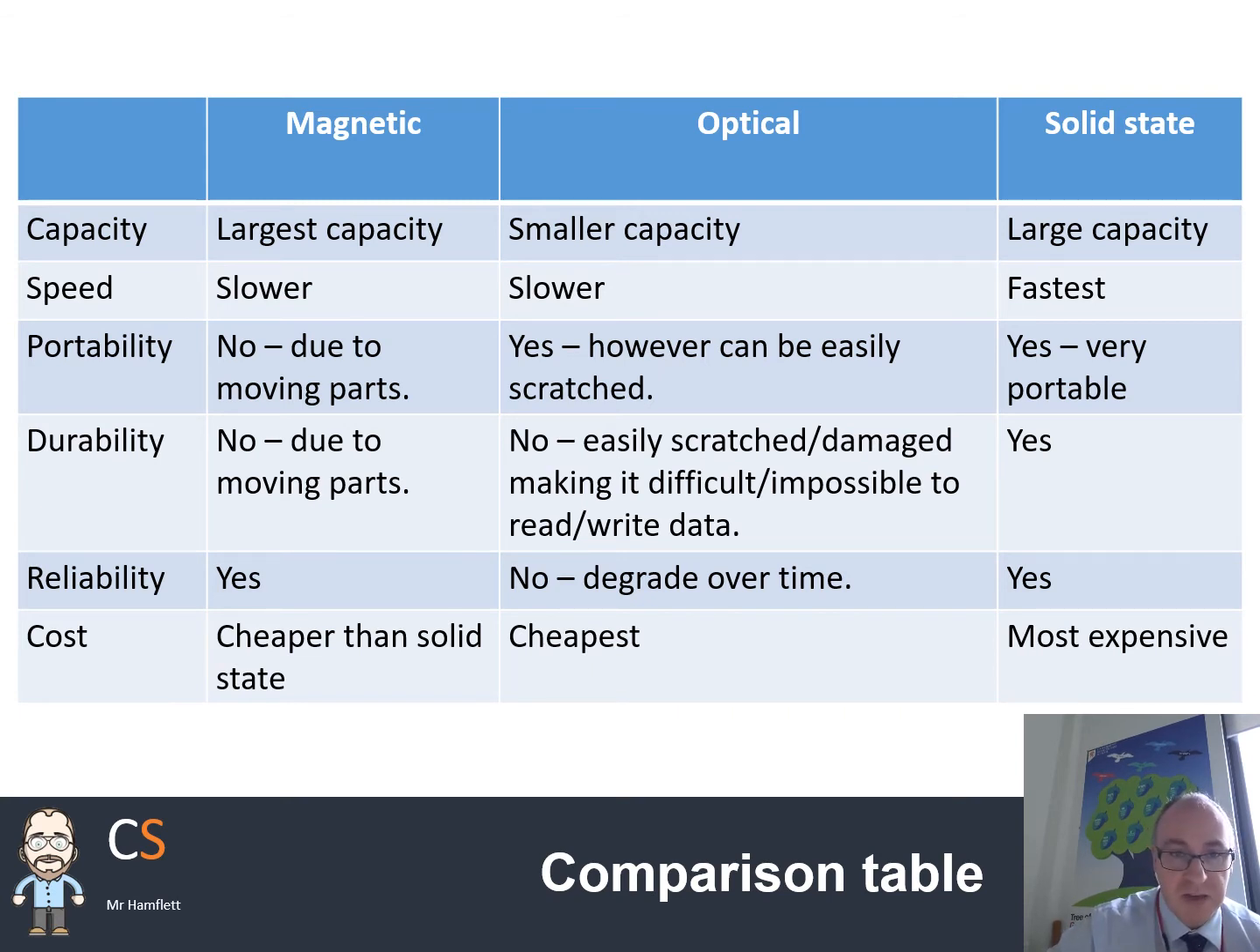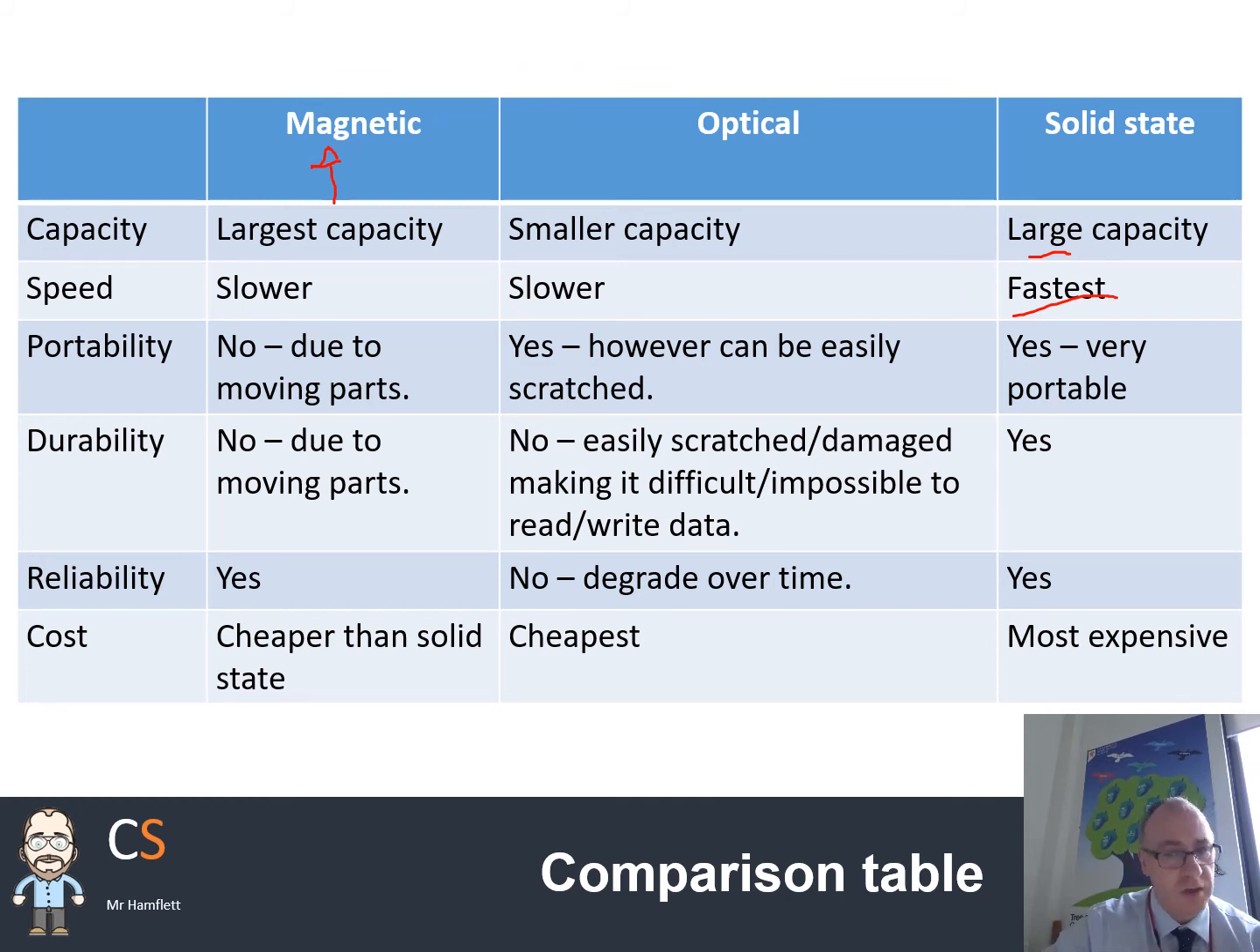It's not the most complicated table. So capacity, magnetic has the largest. Okay, so we store the most in magnetic. Optical has a smaller capacity. It's still quite big, but it's not the biggest. And solid state will also have a large capacity, but it's very important to understand that magnetic definitely wins on capacity. Okay, it can store the most. Magnetic is slower than solid state. Optical is the slowest. Okay, that's the one that will read data off the slowest, and solid state is well and truly the fastest. So in that one, solid state wins.